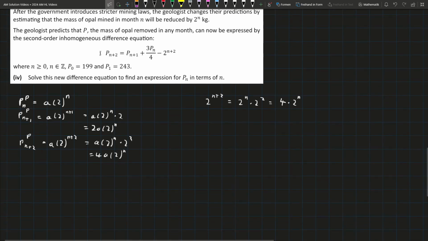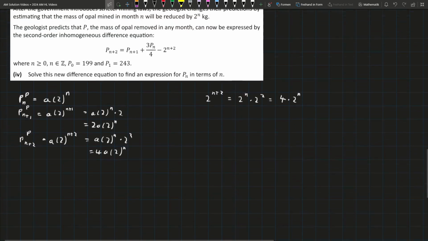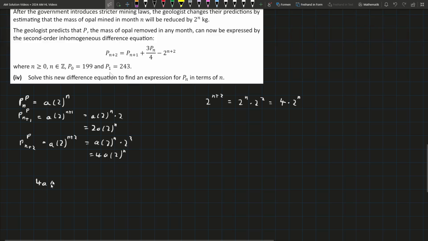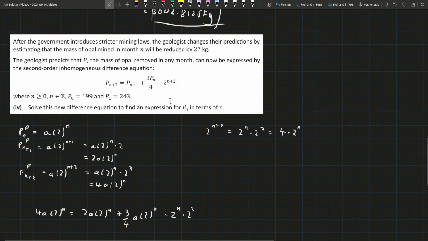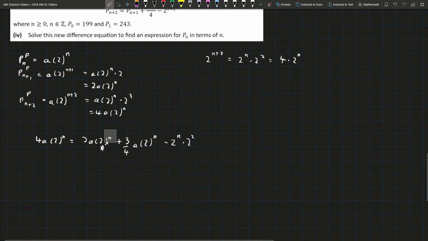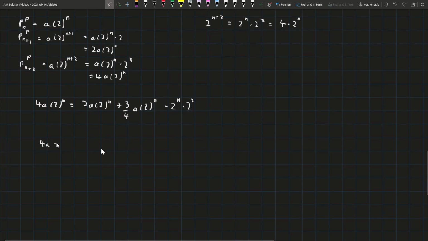Now, we can sub back into our equation to figure out what our a is. So we have Pn plus 2, that's 4a times 2 to the n equals 2a times 2 to the n plus 3 over 4a times 2 to the n minus 2 to the n times 2 squared. The reason I wrote it like that instead of 2 to the n plus 2 is because we can cancel 2 to the n across. So we'll get that 4a equals 2a plus 3/4 of a minus 4, just because the 2 to the n is cancelled. Let's bring all the a's to the side.